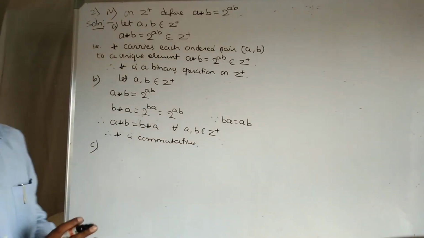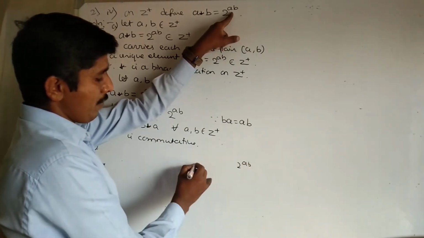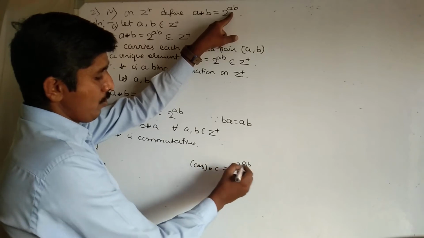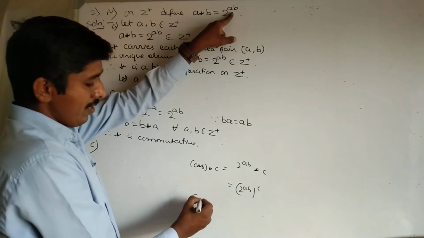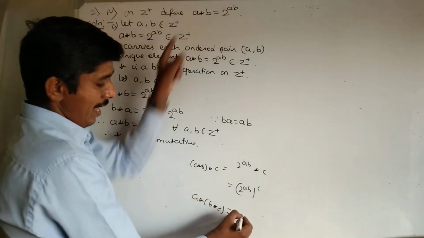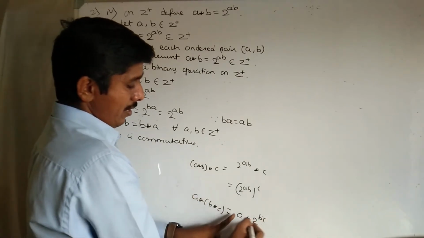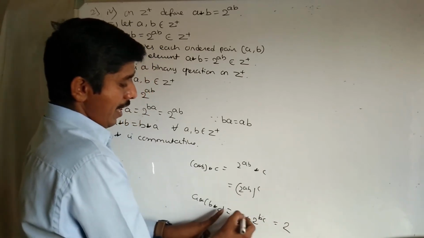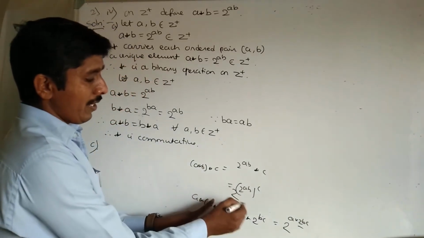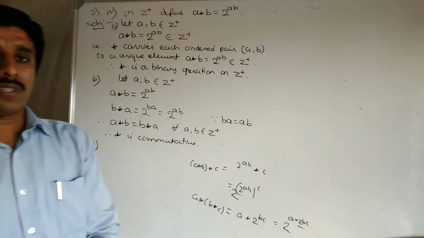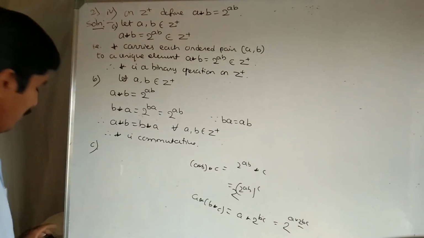Is it associative? Well, it is not associative. We get it like this: (a star b) star c is 2 power ab star c, which is 2 power ab whole power c. Next, a star (b star c): here a as it is, b star c is 2 power bc, then according to the definition we get 2 power a into 2 power bc. Clearly both are unequal. By taking particular numbers we can prove that it is not associative.